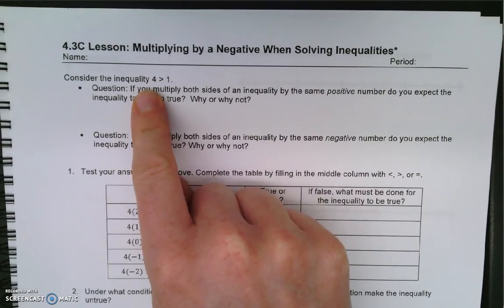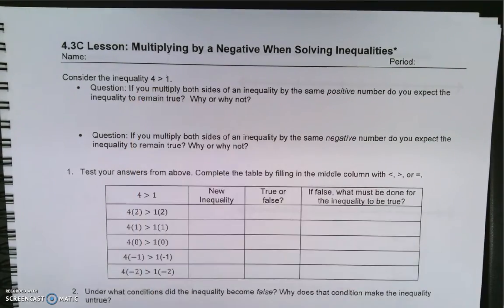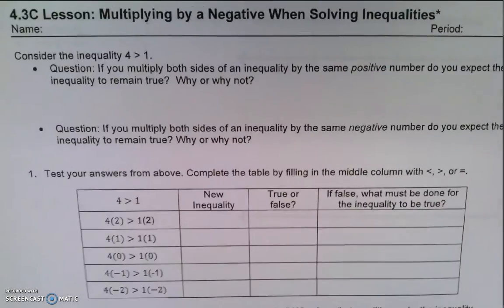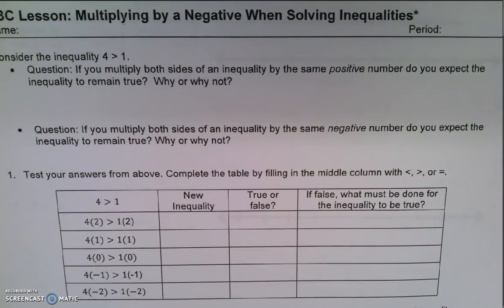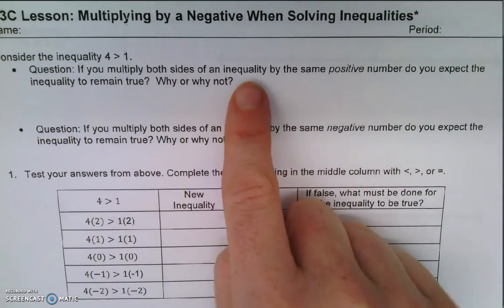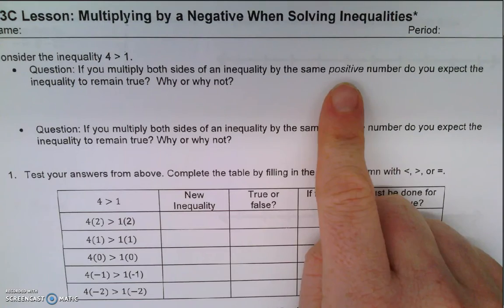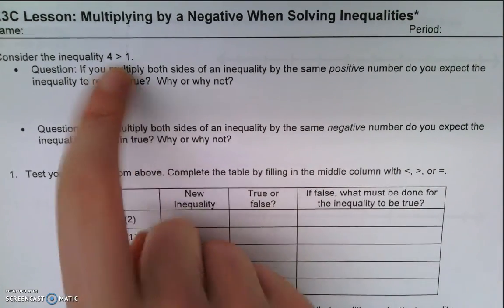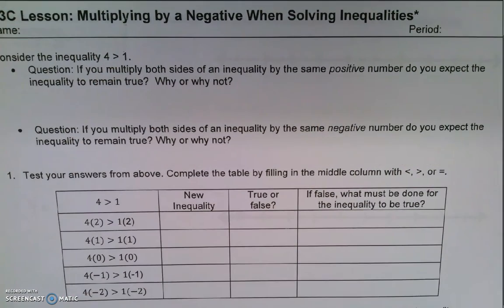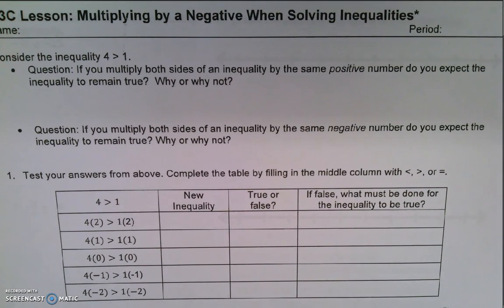We're going to look at this inequality. This is 4 is, what's that symbol mean, you guys? Oh, that's right, greater than 1. My question is, if I multiply both sides of the inequality by the same positive number, will the left side still be bigger than the right side? Why or why not? Well, let's take a look.